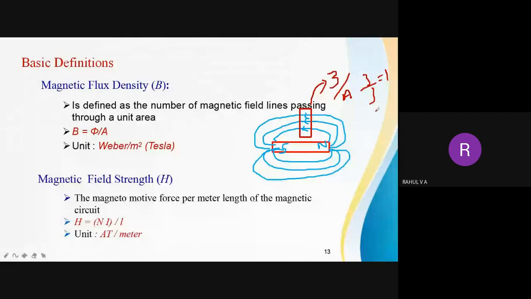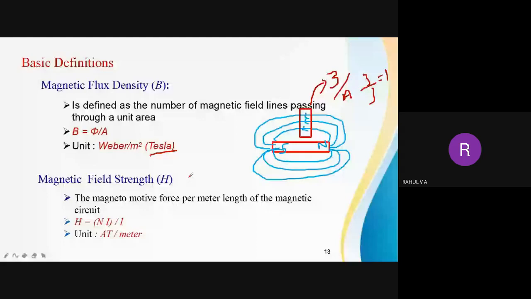It is represented by a letter B and is given by the equation B is equal to phi by A, where the unit of phi is Weber and area is meter square. So Weber per meter square, or I can tell the unit Tesla. So units are very important, while doing numericals also it is very important. So Weber per meter square, or you can call it Tesla. So that is about magnetic flux density.